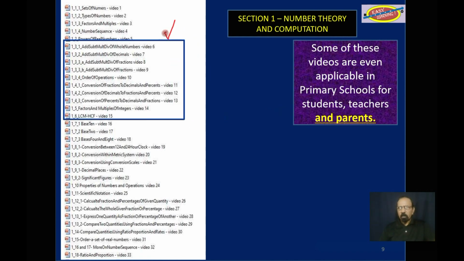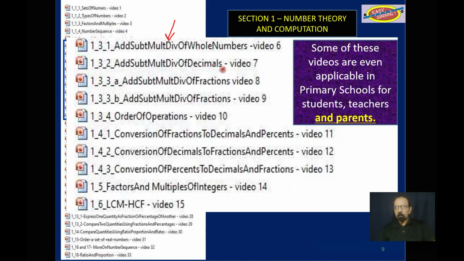For example, if you consider this blue box here, let me expand it. Video 6, remember we are still in section 1 of the syllabus, talks about addition, subtraction, multiplication, and division of whole numbers. That is work done in grade 3 in primary school. Video 7 deals with addition, subtraction, multiplication, and division of decimals, work done in grade 4. Video 8, addition and subtraction of fractions, and video 9, multiplication and division of fractions, work done in grades 5 and 6.